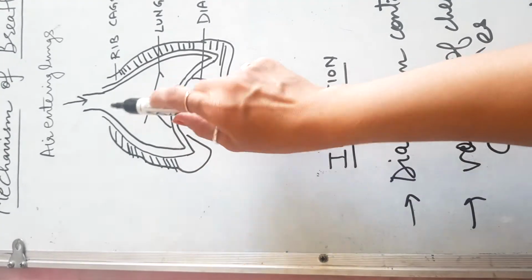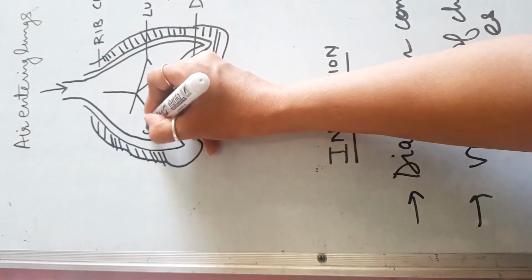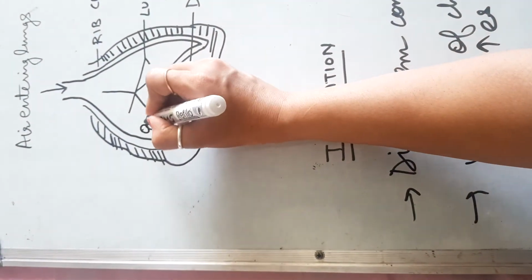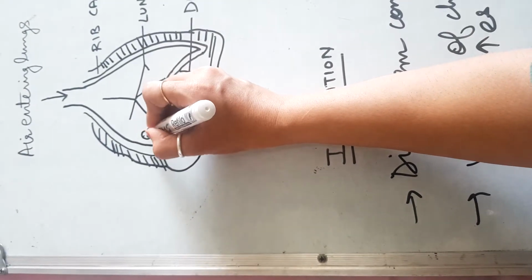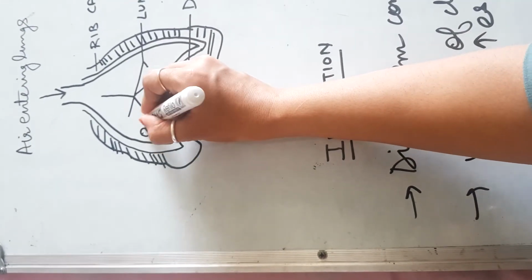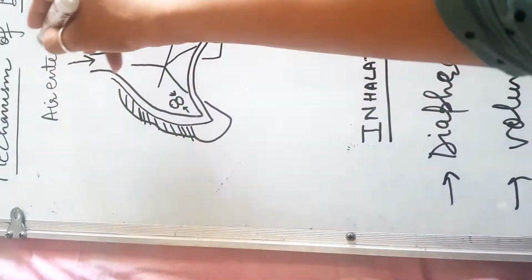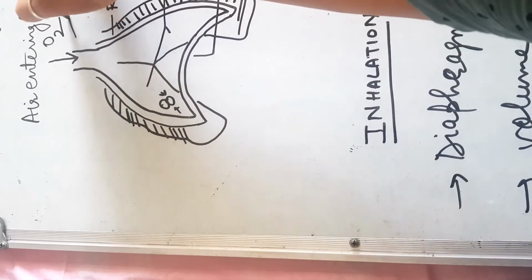The exchange of gases occurs. Here you have small alveoli. The exchange of gases between these alveoli and the blood takes place via diffusion, and we breathe in the pure oxygen. Fine. So the oxygen goes inside.